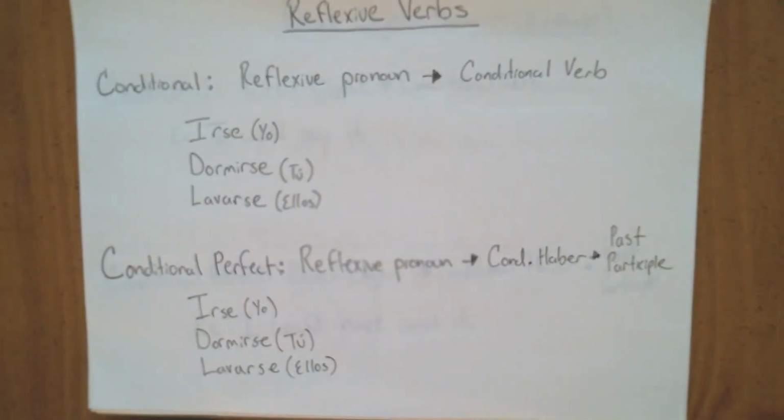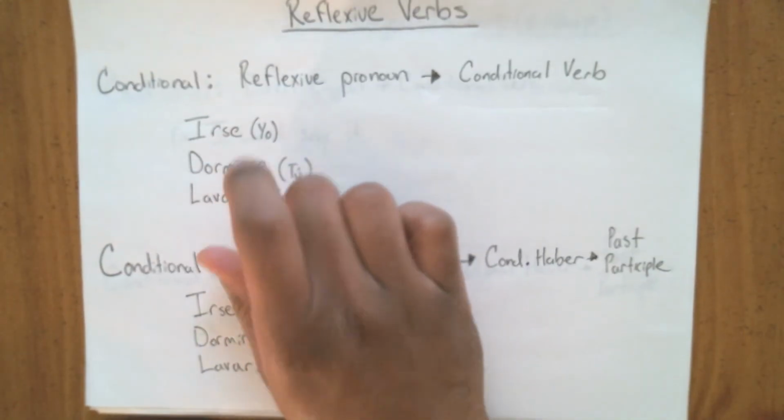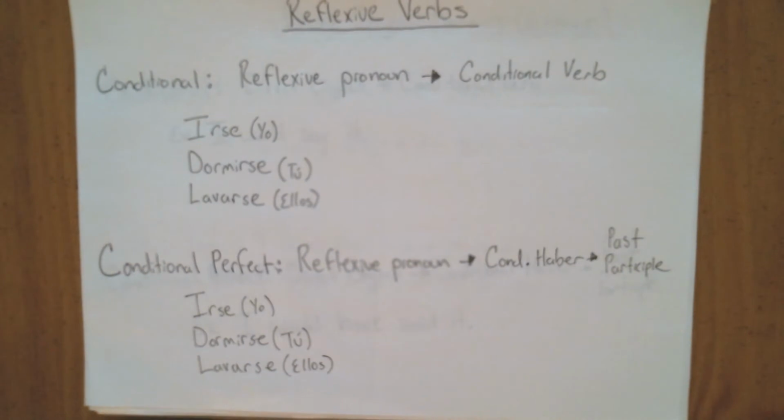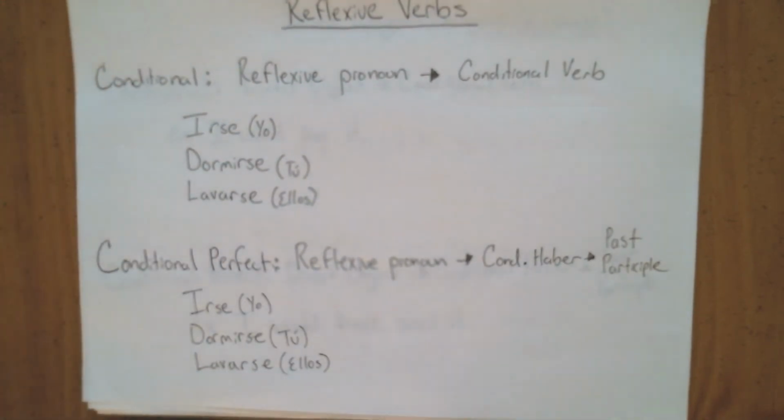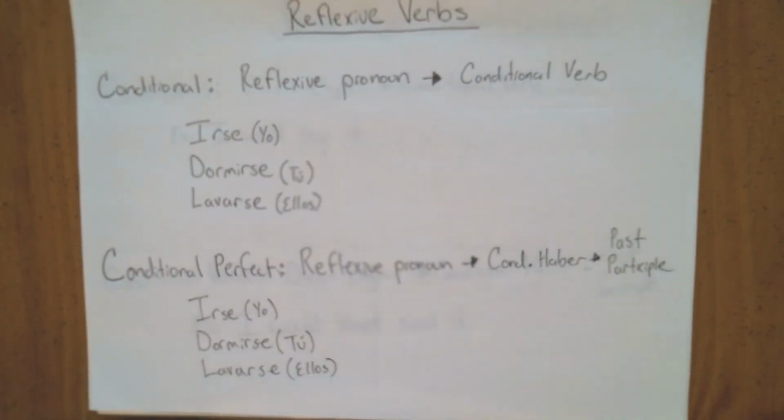So when you're dealing with reflexive verbs, and I know that you should already know what a reflexive verb is. A reflexive verb is something you do to yourself, like these verbs here: irse, dormirse, and lavarse. We're going to take these three and conjugate them all in the conditional tense, which is the would form. And then after that, we're going to conjugate them in the conditional perfect tense, which is the would have form, just to make sure you understand the rules.